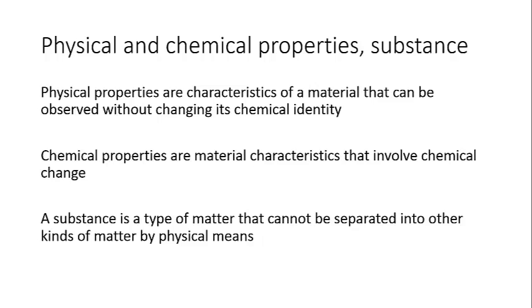Now, a substance is something else that you are introduced to in an introductory chemistry course. And a substance is a type of matter that cannot be separated into other kinds of matter by physical means. For instance, consider that a mixture of sodium chloride and water could be separated by physical means. You could always distill off the water from the solution, and then at the bottom of your solution would just be sodium chloride. But sodium chloride, on the other hand, is a substance, and this is because sodium chloride cannot be separated by physical means.